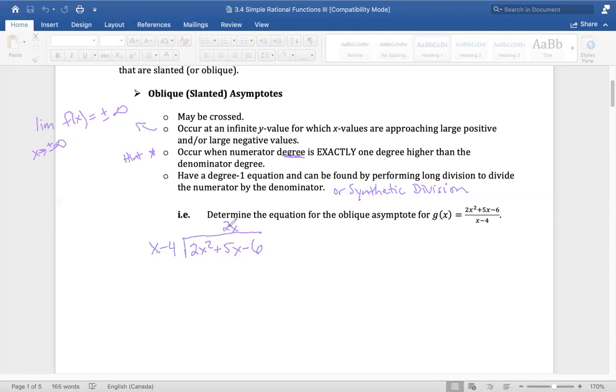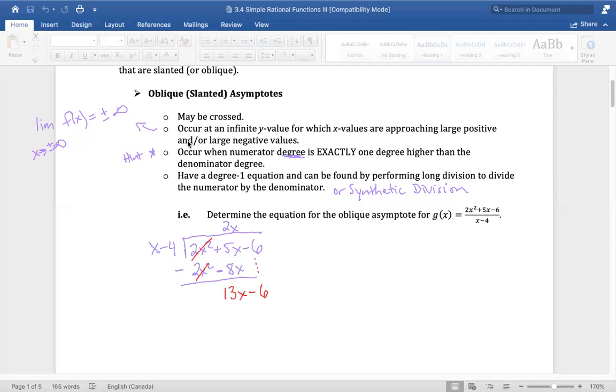So again, x multiplied by 2x would give me that 2x squared, which is what I wanted, but then also 2x multiplied by negative 4 would give me negative 8x. And I am subtracting these. So again, these would cross out, but 5x minus negative 8x is like 5x plus 8x, so I'm going to get a 13x. And like I said, I bring the negative 6 down, so I'm always working with 2 terms at a time.